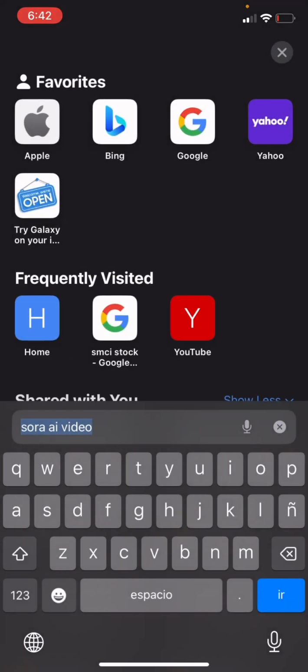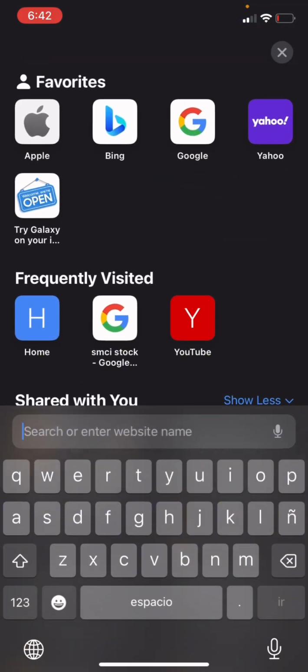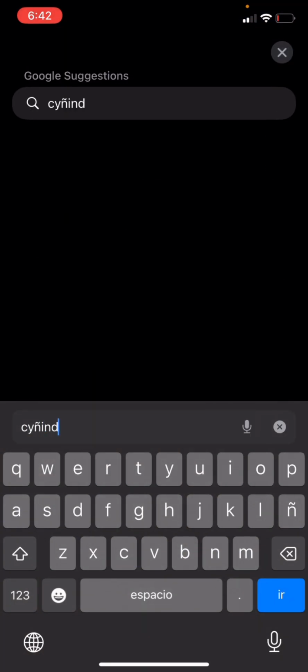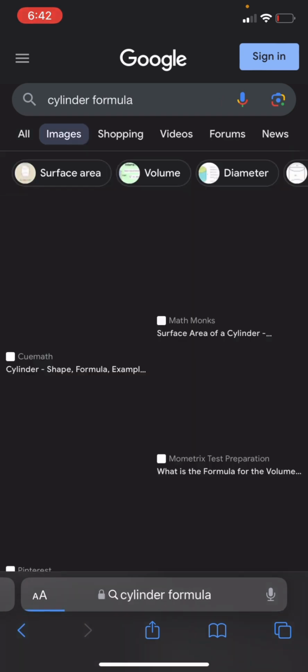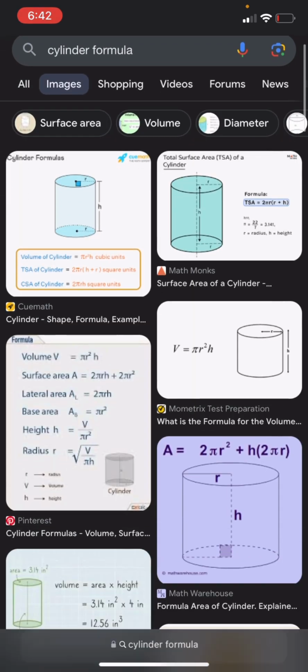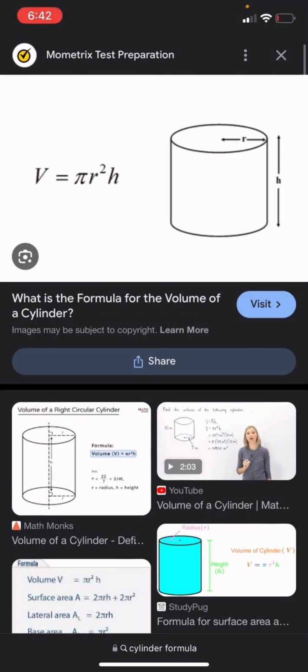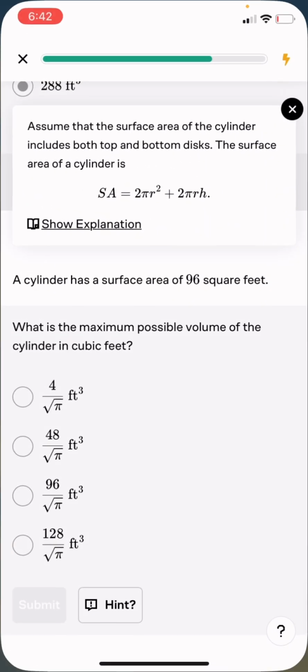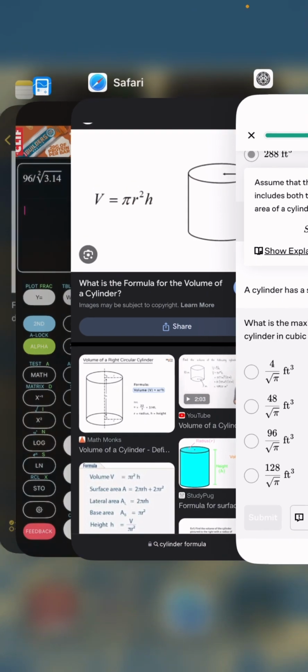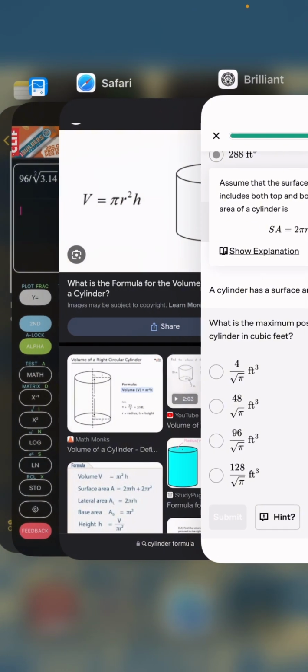Here, I wouldn't count this like cheating, but I'm gonna look up the cylinder formula. I can't forget it. It's a little embarrassing. Okay. Volume equals radius squared. Okay. The maximum possible value.